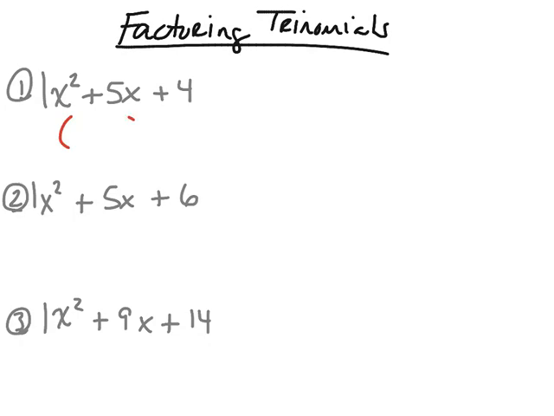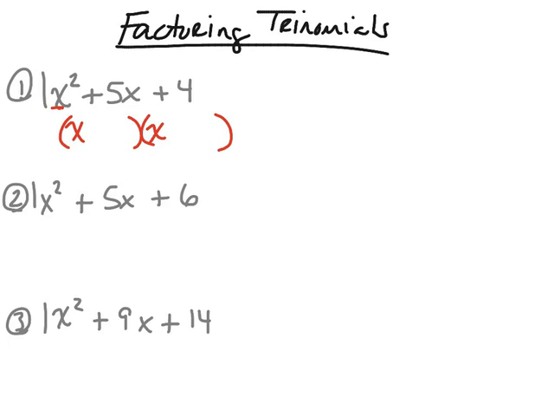Alright, so when we have a leading coefficient of 1 in our trinomial, we can start by writing or setting two sets of parentheses here. So we're going to multiply two binomials in order to come up with this trinomial. The first thing is, to get the x squared, we're going to need to multiply an x with another x, because x times x will give us an x squared. That's this part right here.